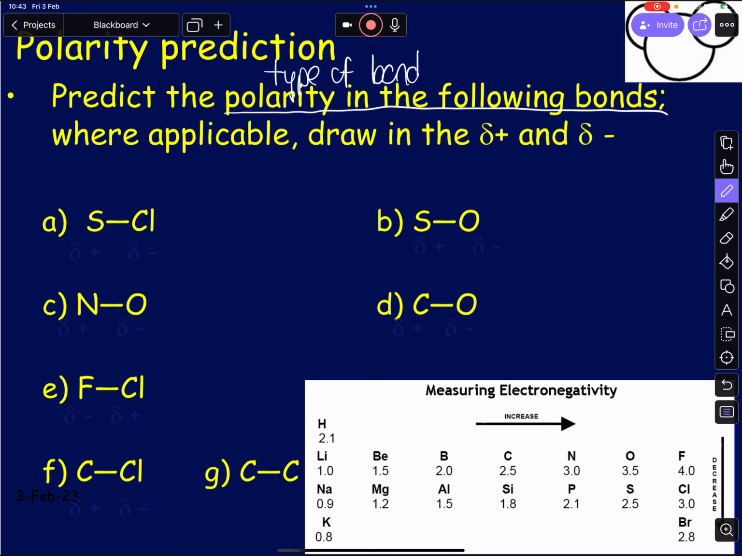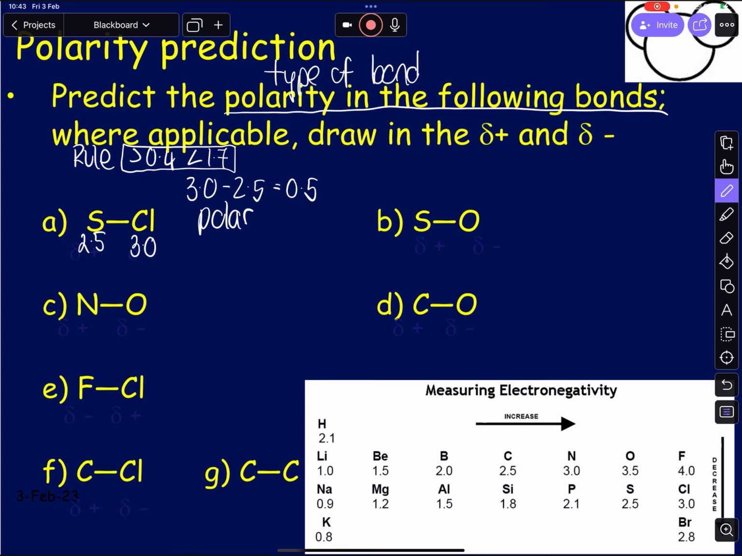We're starting with A, and we're looking for the electronegativity value of S, which is 2.5, and for Cl, which is 3.0. We take one from the other, so 3.0 take away 2.5. We're always taking away from the biggest number, because that is the more electronegative, and when we do that piece of maths, we get 0.5. Our rule was, one of our rules, if it is greater than 0.4 but less than 1.7, then this is what we call a polar bond. So the S-Cl bond is polar.